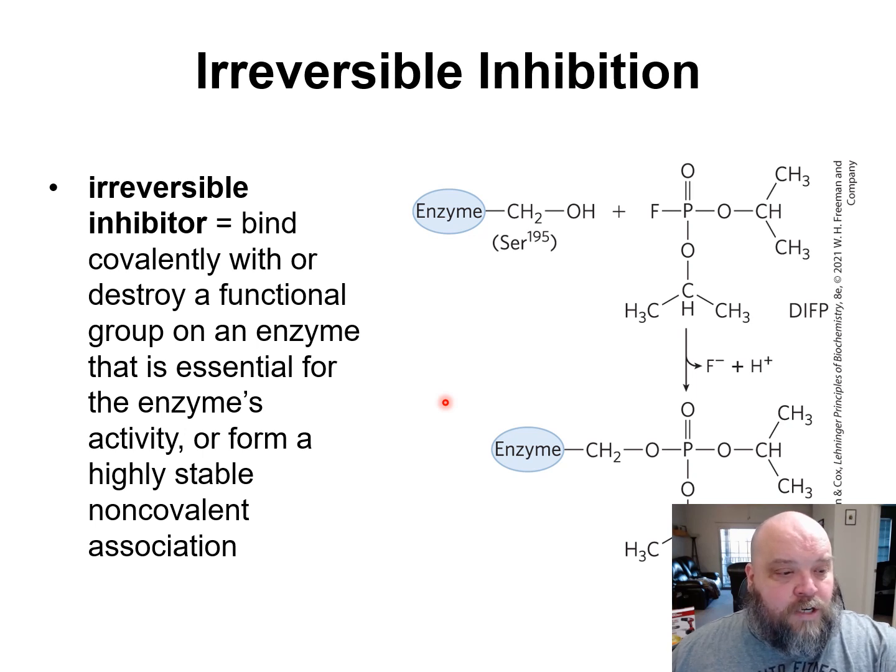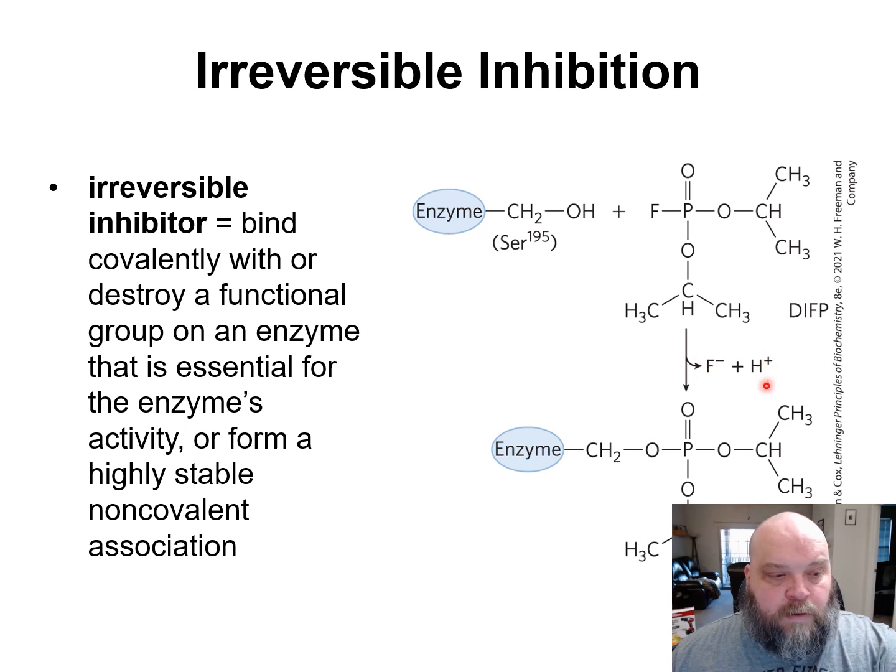Irreversible inhibition means you're actually going to change something about the enzyme. You're going to have something bind covalently or destroy a functional group within the active site. Here what you see is serine 195 has a methyl hydroxyl, CH2 hydroxyl. You're going to come in with DIFP. I forget what this actually is. But you see it has a fluorine right there, a phosphate group with a fluorine right there.